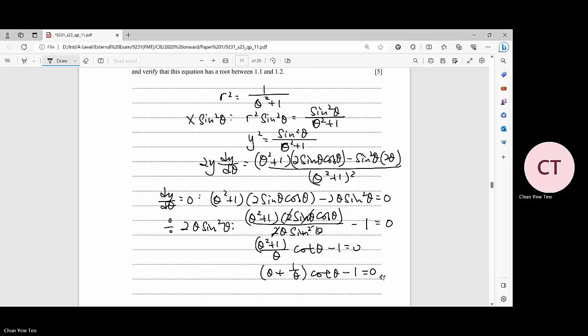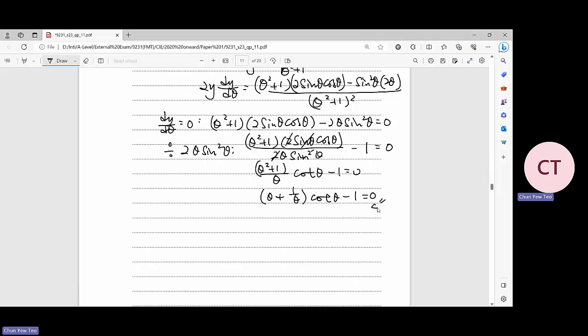Just like that. Okay, but we haven't finished yet because the question is asking you to verify that the root is between 1.1 and 1.2, that means theta is between 1.1 and 1.2. So this is equal to 0. So we just need to find what theta will make this equal to 0. If you can find the theta that makes the whole equation equal to 0, that is called the root. So we want to verify that the root is between 1.1 and 1.2. So first of all, we let this whole thing be a function, f theta.